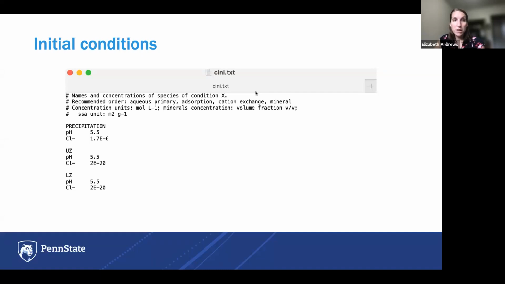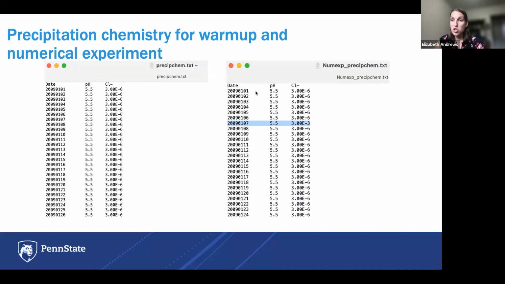The next file, because we told it we wanted to do precipitation chemistry, we have precip chem.txt, which is going to be used for the warm-up. And then we have the numerical experiment precip chem.txt. In the precip chem.txt, we have a constant pH and chloride provided daily for the entire time series. So this is 1 year, and it will get repeated 6 times.